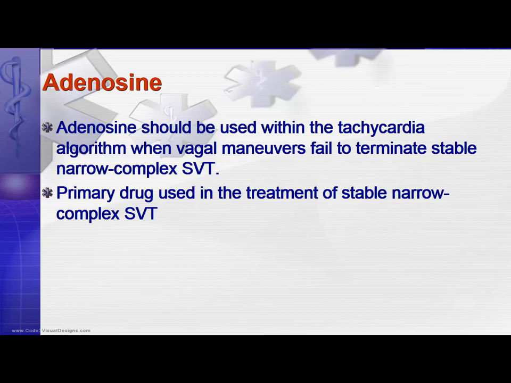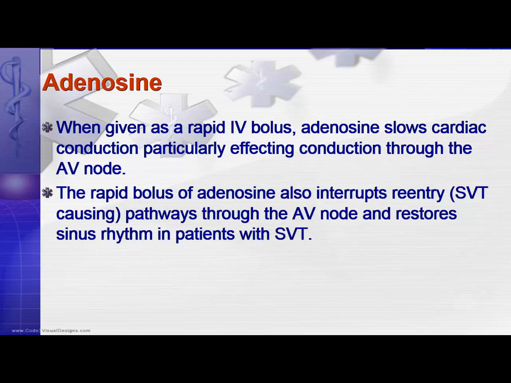So, adenosine should be used within the tachy algorithm. Narrow complex, SVT, especially when it's gotten into that reentry circuit at the AV node, because it does what to the AV node? It slows conduction at the AV node. That's primarily where adenosine works. That's why adenosine doesn't work that great for anything else, because that's primarily where it works. When given as a rapid IV bolus, it slows cardiac conduction, particularly affecting conduction through the AV node.